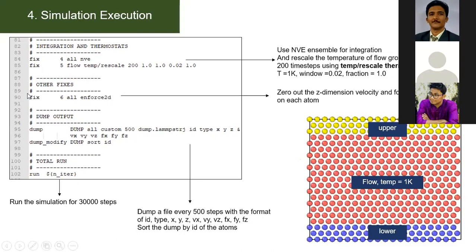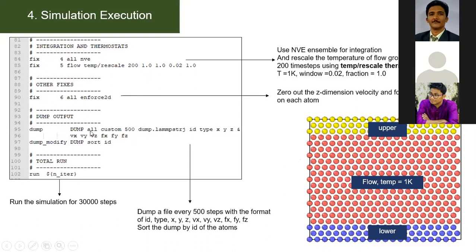And then other fixes. This is the important fix, that is enforce2d. As we are using a 2D simulation, this mainly zeroes out all the velocity and forces along the z-axis, the z dimension. Okay, so if you're using a 3D simulation, you don't have to write this one.